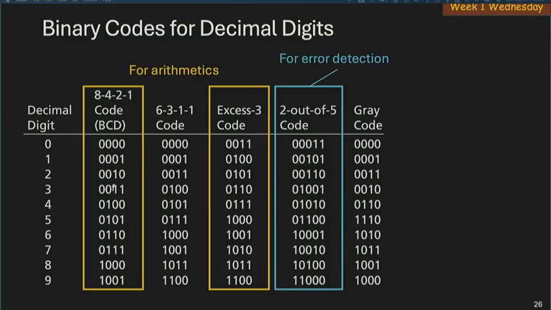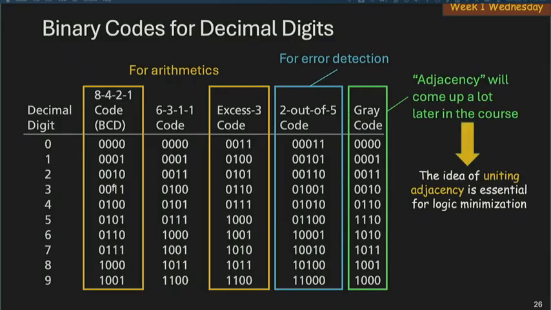2 out of 5 is a code that you can use to represent numbers. Arithmetic is probably not so friendly, but you do have an error detection property with that code. All of the binary numbers have 2 ones out of the 5 bits. So whenever I, as a receiver, receive a message with 3 ones, I know something has gone wrong. So by using some extra bits and embedding some redundancy, you can do error detection.